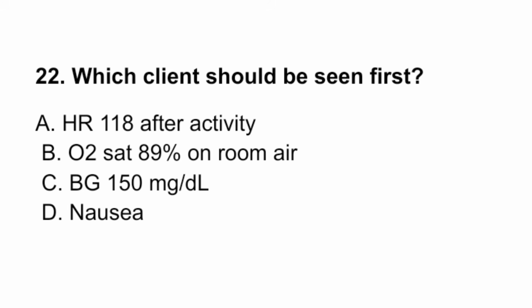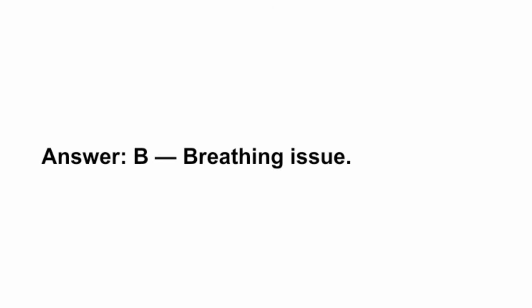22. Which client should be seen first? A. HR 118 after activity. B. O2 sat 89% on room air. C. BG 150 milligrams per deciliter. D. Nausea. Answer is B.